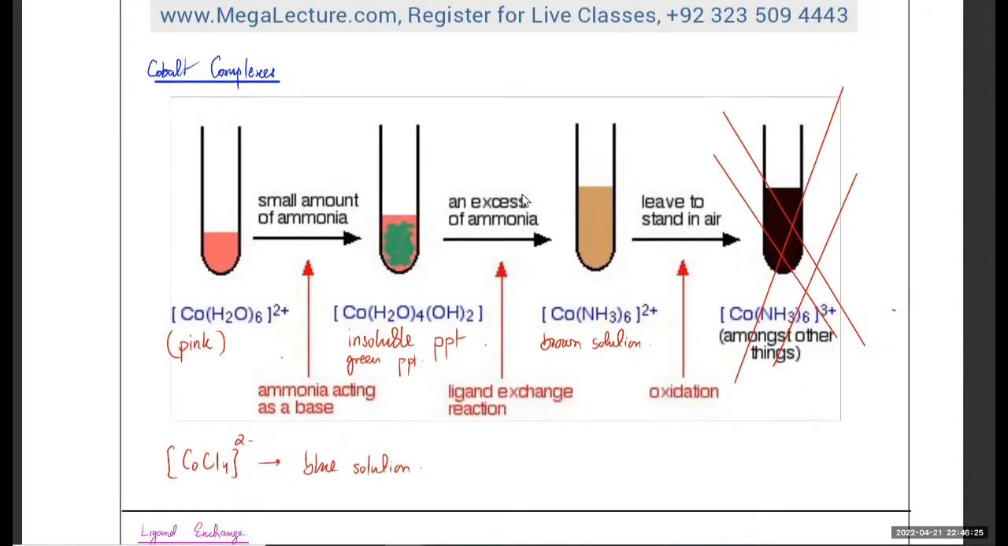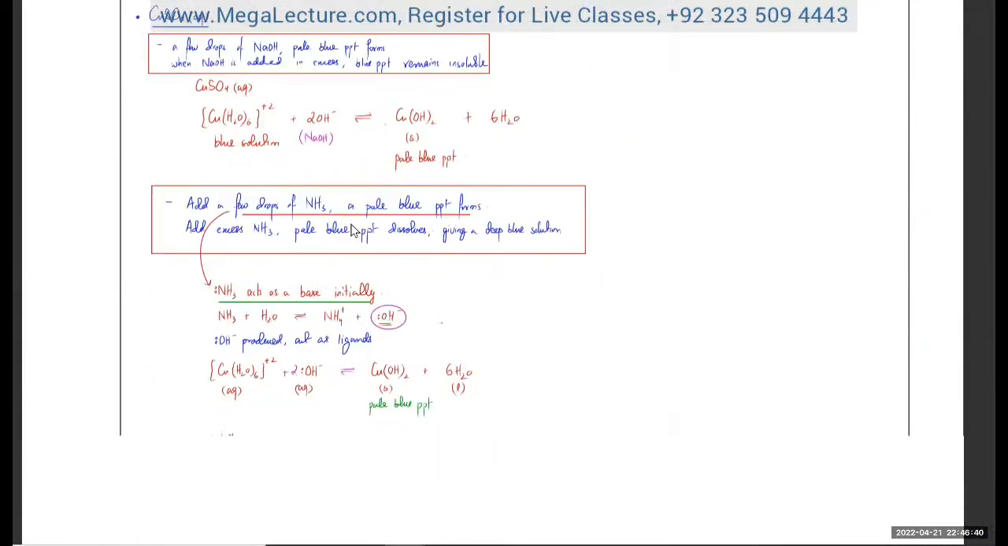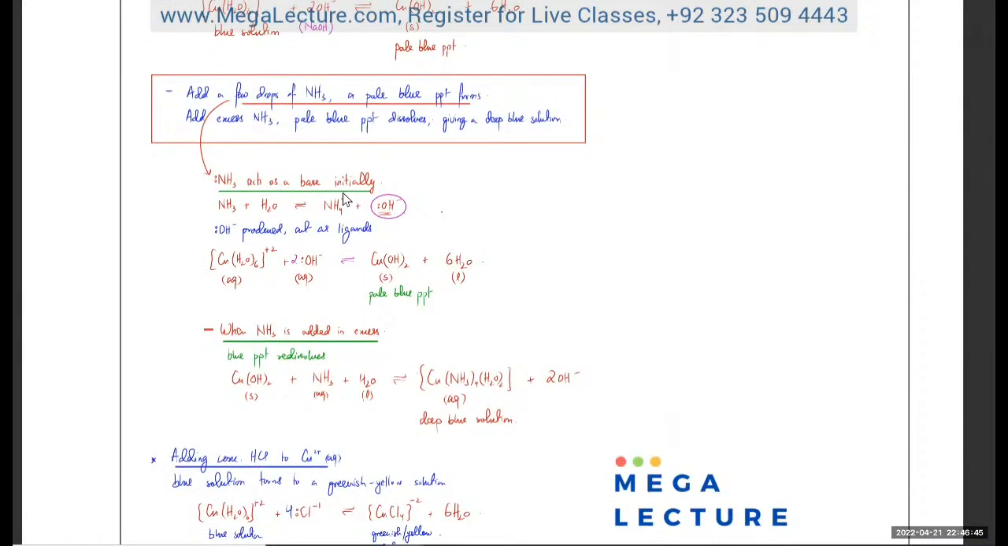With excess ammonia, will we say green or brown? Brown. When you add a small amount of ammonia, the ammonia acts as a base initially, so it starts reacting with water and produces OH ions. When you add excess NH3, the OH ions get replaced by NH3, so you eventually get NH3 surrounding it. All right, sir.